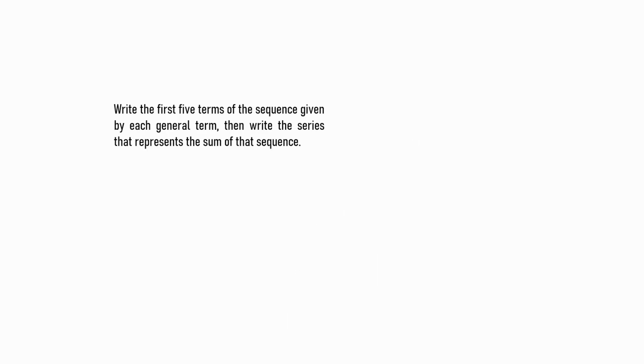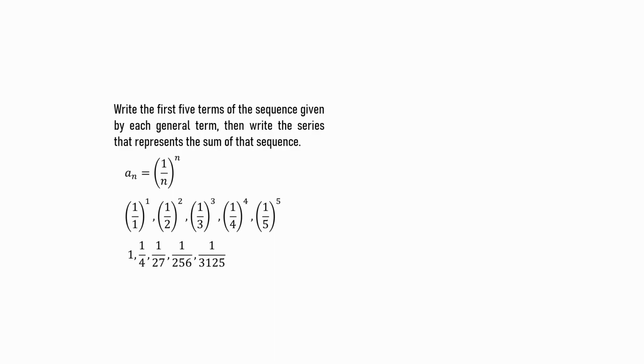Write the first 5 terms of the sequence given by each general term. Then write a series that represents the sum of that sequence. So yung unang given natin, a sub n is equal to 1 over n raised to n. So 1 over 1 raised to 1, and then 1 over 2 raised to 2, and then 1/3 raised to 3, 1/4 raised to 4, and then 1/5 raised to 5. So therefore, yung mga terms natin, 1, 1/4, 1 over 27, 1 over 256, tsaka 1 over 3,125.